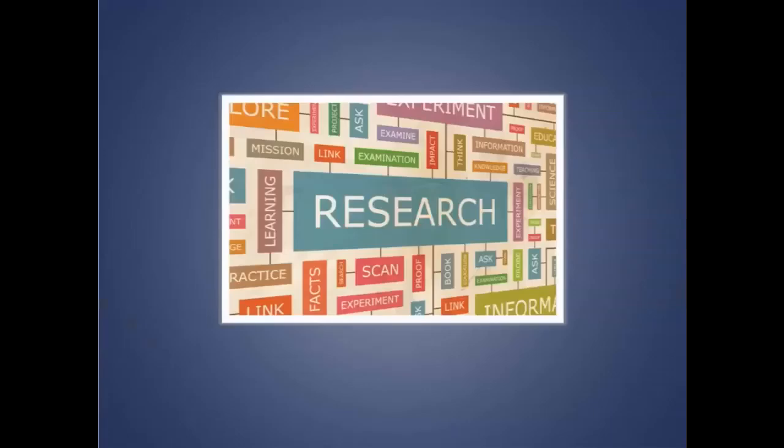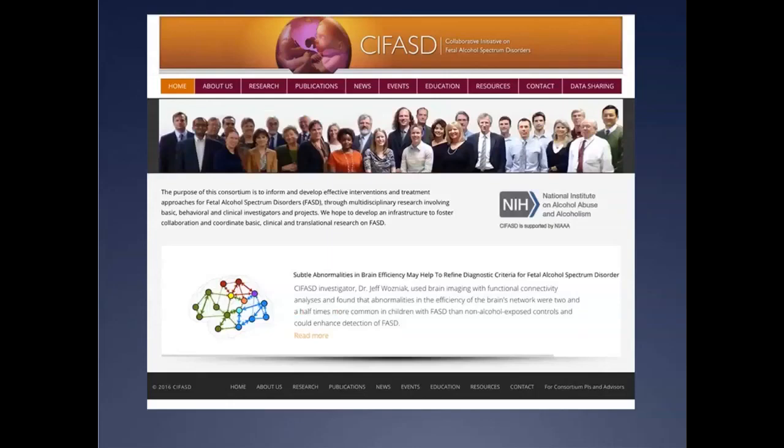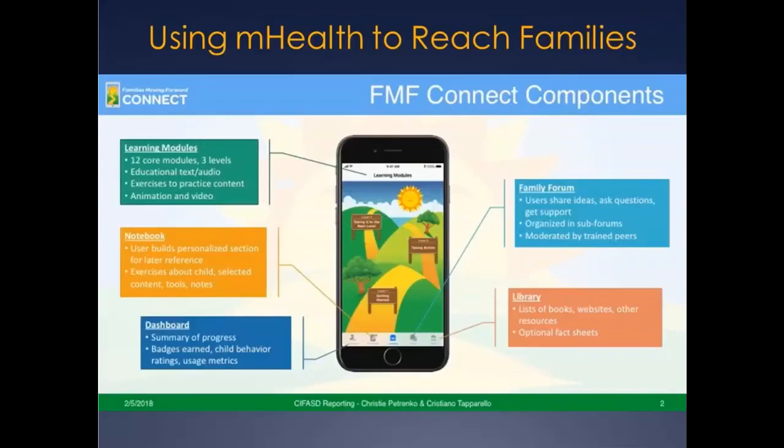I want to just briefly touch on some of the research that we're doing. The University of Rochester is part of the Collaborative Initiative on Fetal Alcohol Spectrum Disorders, where we are all trying to work together and come up with novel ways to identify and understand the impact of prenatal alcohol exposure on development, as well as intervention. One of the projects that I'm specifically leading within CIFASD is developing a mobile health intervention to reach families, given the very limited number of providers that have knowledge about FASD. We're teaching parents based on a program called the Families Moving Forward program, which talks about many of the things that I spoke about on FASD-informed care. It'll include a number of different components, including learning modules, a forum where parents can interact with each other, as well as additional resources that we are currently building.